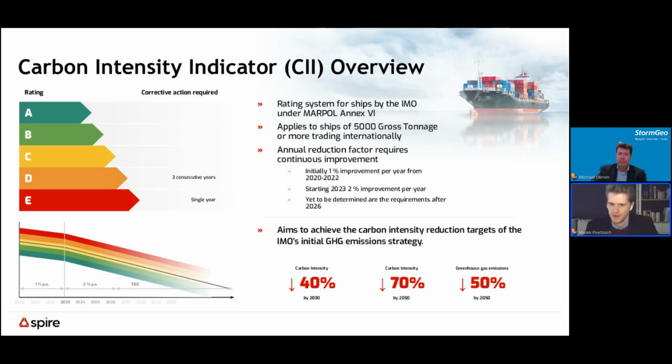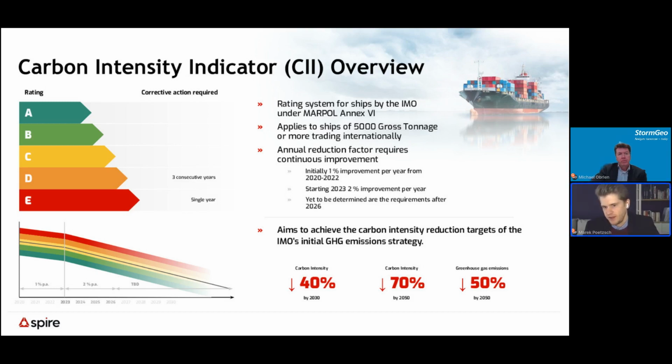So to start off, to provide a very general overview for everyone who maybe heard about CII but hasn't been involved with it in too much detail, the CII is the carbon intensity indicator, and it is a rating system developed by the IMO, the International Maritime Organization, and is a rating system applying to all IMO ships over a gross tonnage of 5,000 and trading internationally. So it covers, unlike, for example, EU MRV, all ships trading worldwide that trade internationally and not only in local waters.